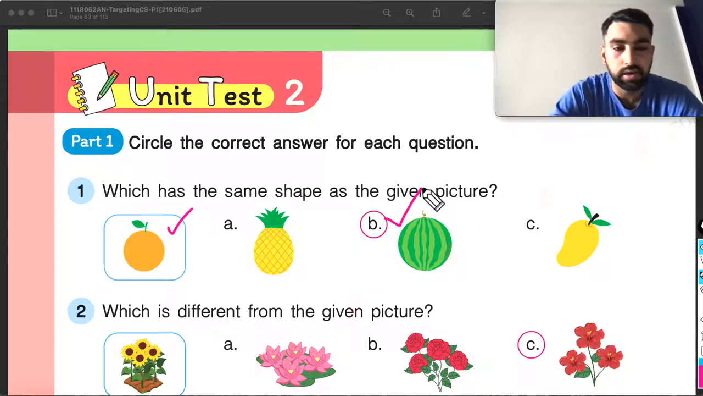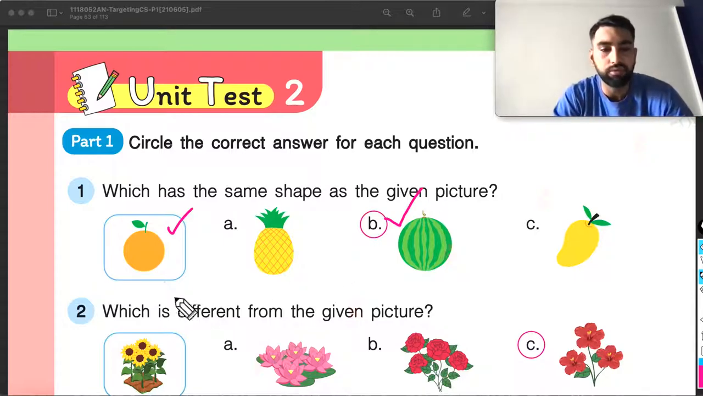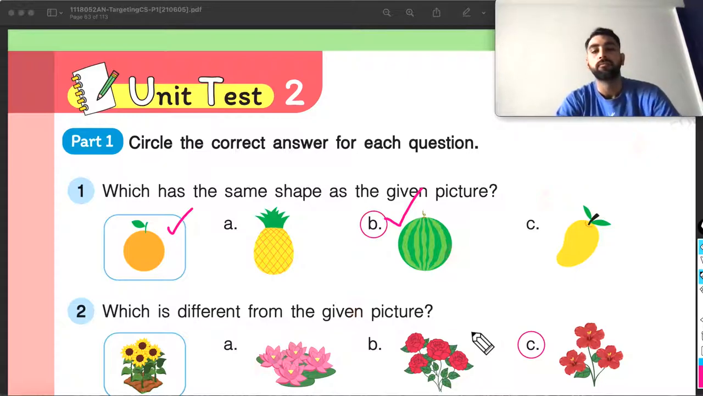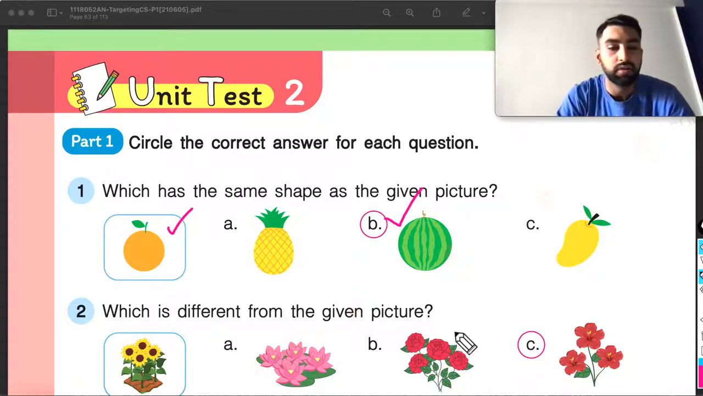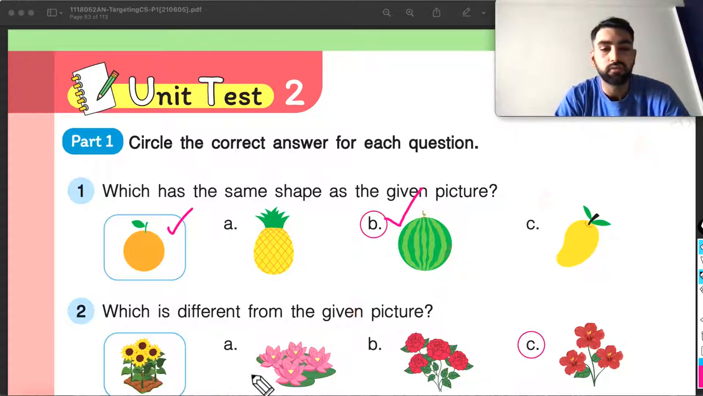All right. Okay, so for the next one you have to see which is different from the given picture. So you have to find which is not the same as the given picture. As you can see, it's a sunflower, it's a pink flower, it's red roses, okay, and it's lotus. All right, so which one is different from the picture?